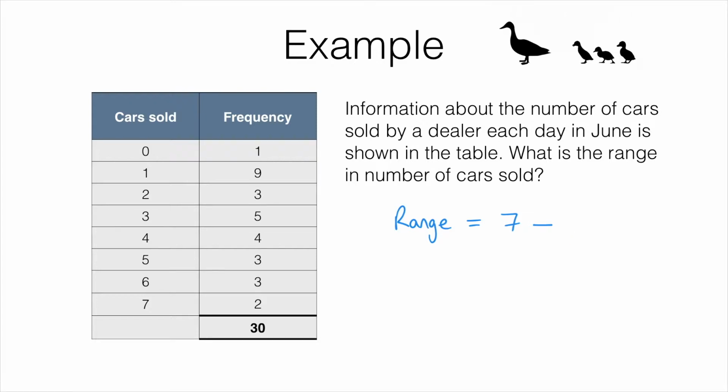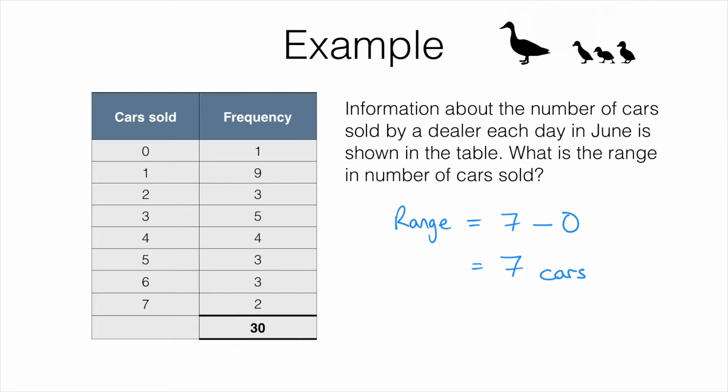7 subtract 0 gives us an answer of 7. So the range in number of cars sold was 7 cars. That means that the difference between the number of cars sold on their best day in June and their worst day in June was 7 cars.